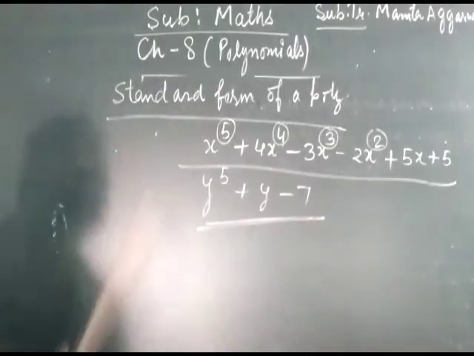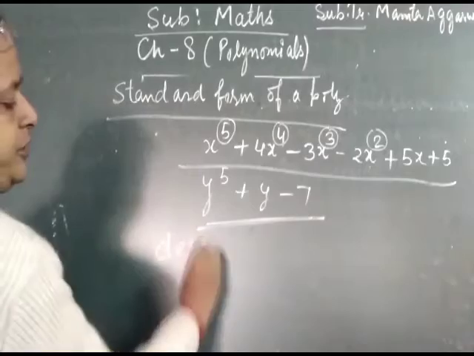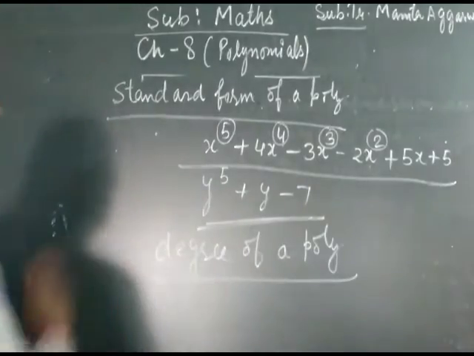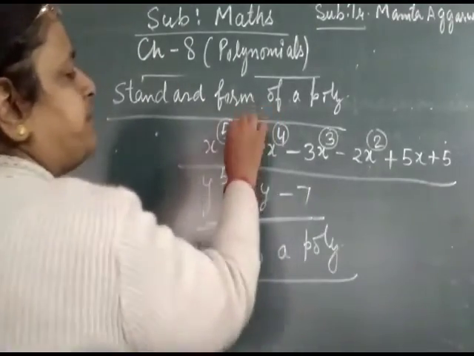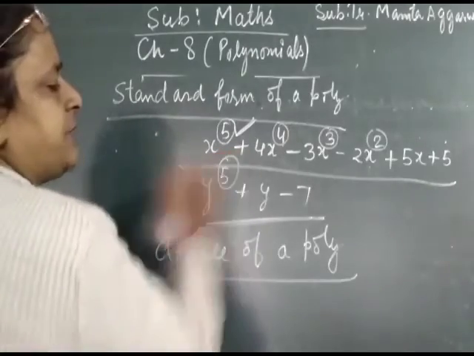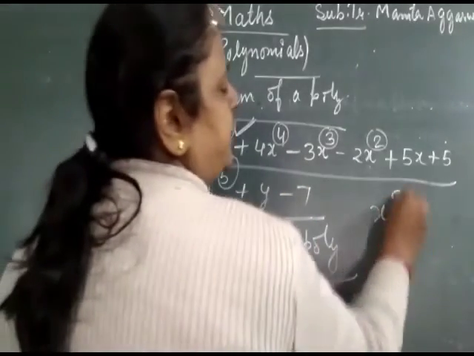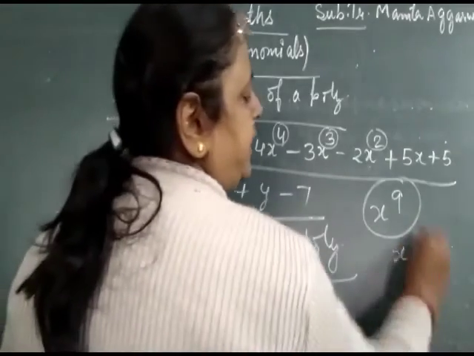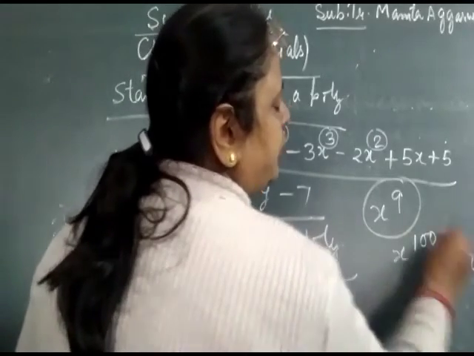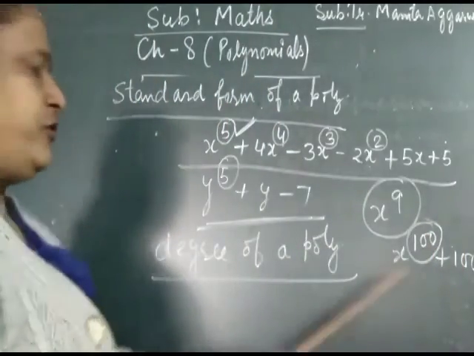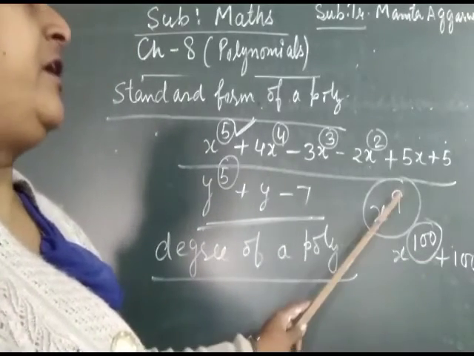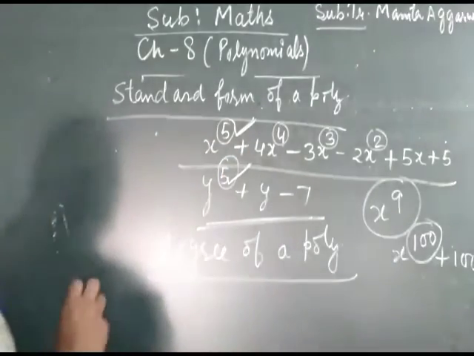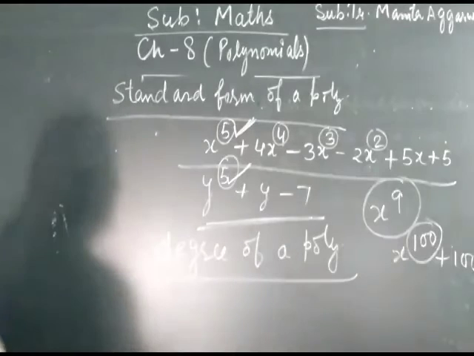I am again telling you about the degree of a polynomial. What is the degree of a polynomial? This is the highest power, or you can say highest exponent. Suppose one polynomial is only x power 9, or you can say x power 100 plus 100. So here the highest power is 100, so we can say the degree of the polynomial is 100. Here we can say the degree of the polynomial is 9. Here we can say the degree of the polynomial is 5, and here we can say the degree of the polynomial is 5.